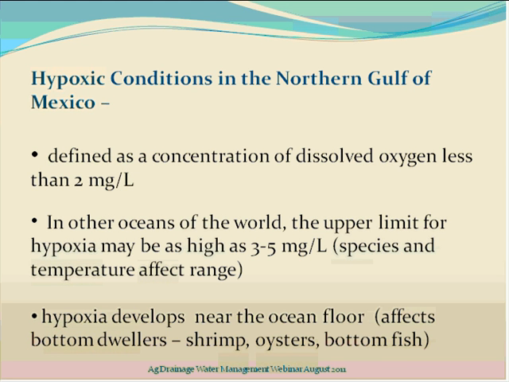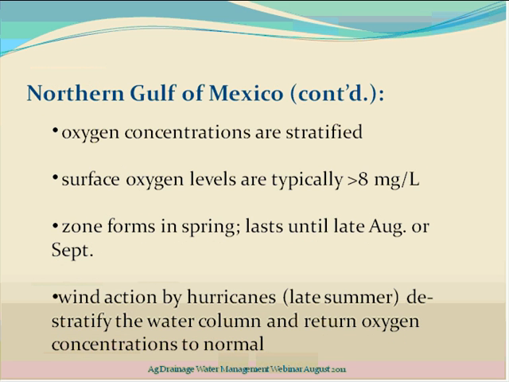Hypoxia develops near the ocean floor, and it affects shrimp, oysters, and bottom fish, all the bottom dwellers. The oxygen concentrations are stratified. When you look at the water column, near the surface you get a lot of wind action, and you can have oxygen concentrations greater than 8 milligrams per liter. Down at the bottom, it's going to be 1 or 2 milligrams per liter. And that hypoxic zone is broken up by wind action in the late summer when the water column is destratified and oxygen concentrations return to normal.